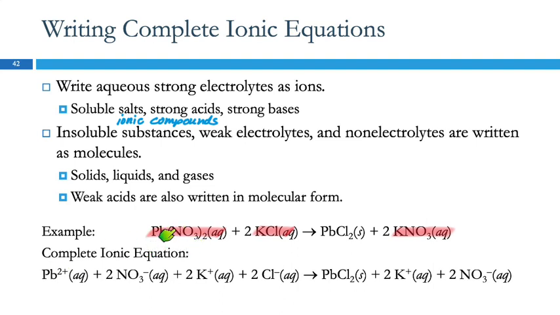PbNO3, this 2 tells me there are 2 nitrate ions. So I'm going to have 2 nitrate ions and 1 lead 2+ ion. Here I have 2 formula units of KCl, so I have 2 potassium ions and 2 chloride ions. This is a solid. It's not separated into ions in the beaker, and so we're just going to copy that down. We're not going to do anything to it. This one's also aqueous, so again, we're going to separate it into the individual ions. If you pay attention to these coefficients and to the subscripts in your formulas, as you write this down, you should end up with a balanced complete ionic reaction. Always a good idea to check.